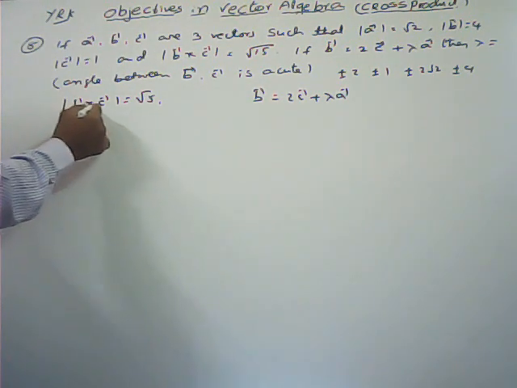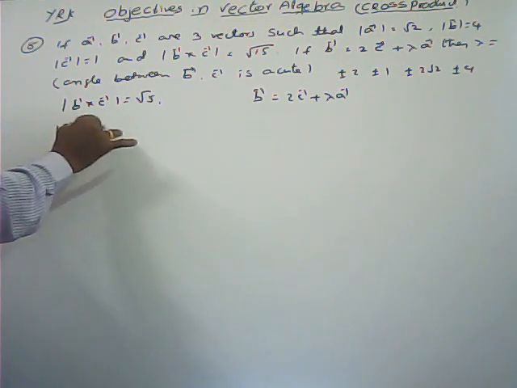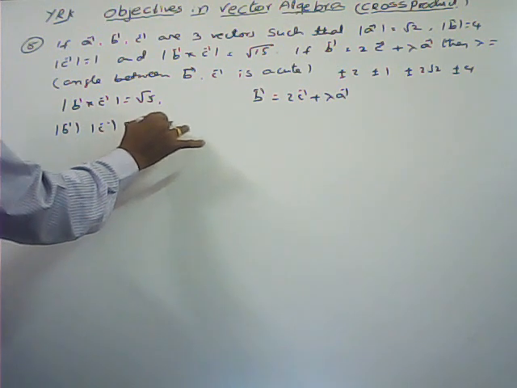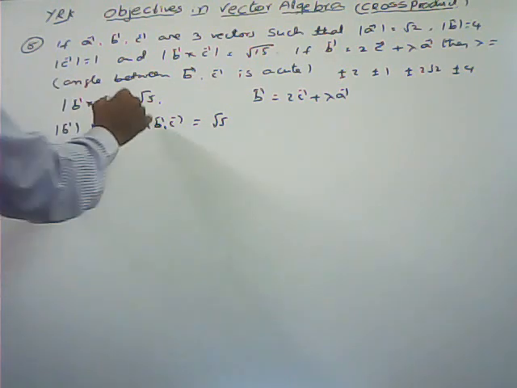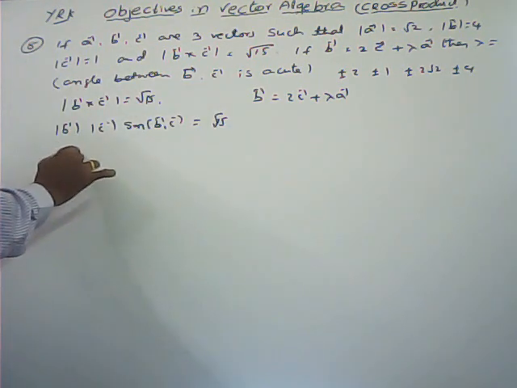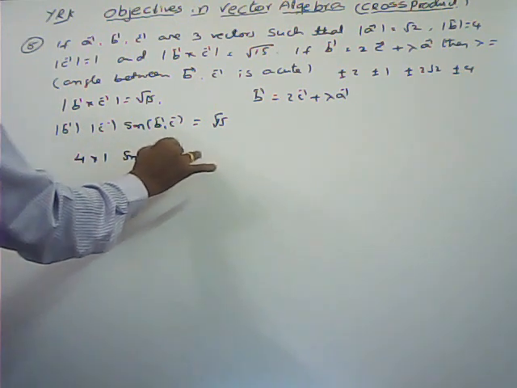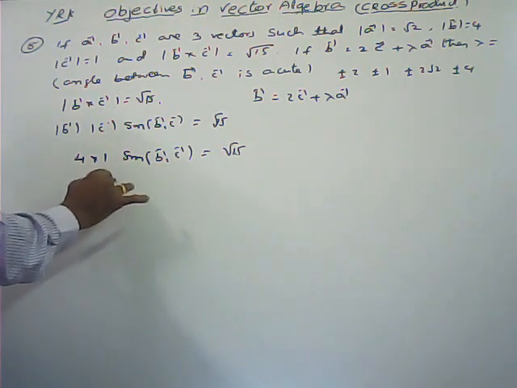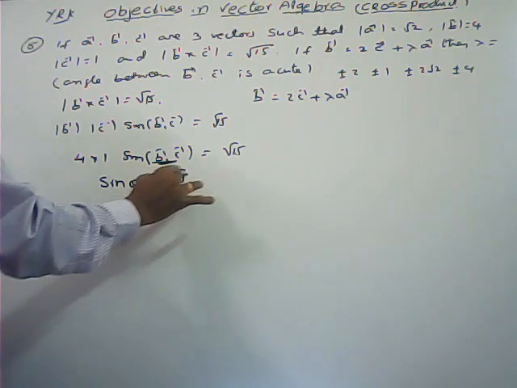What about the modulus of B bar plus C bar? Modulus of B bar is 4, modulus of C bar is 1, and the sine of the angle between B bar, C bar is equal to root 15 by 4. Taking the angle between these two as theta, sine theta is equal to root 15 by 4.